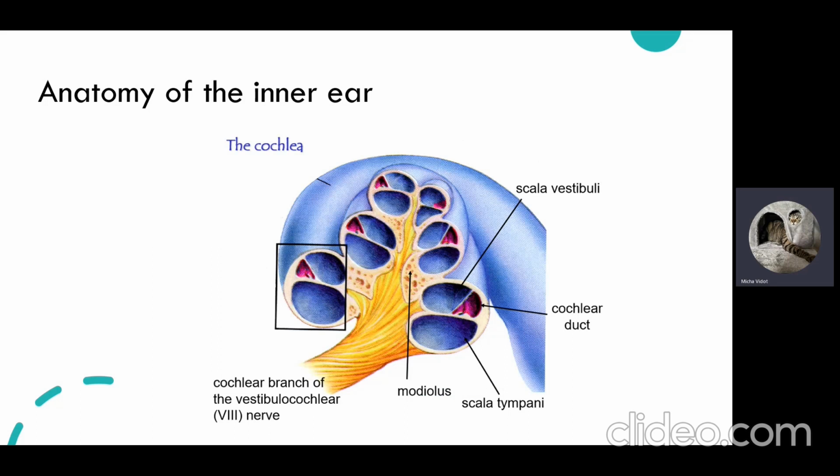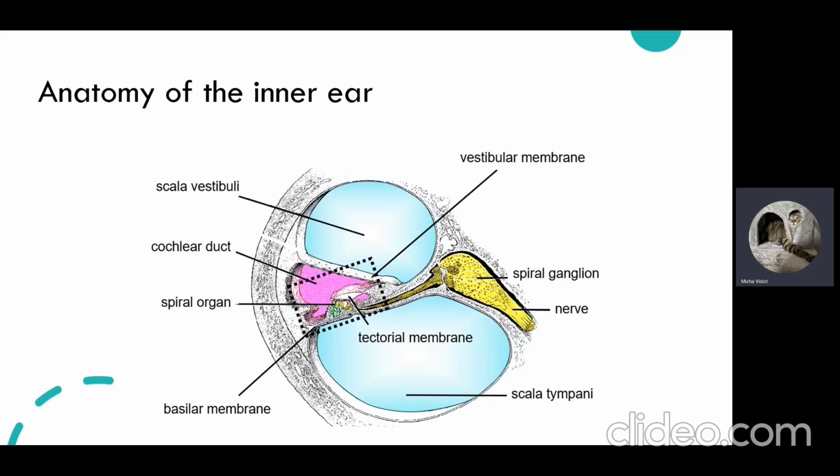And within the cochlea, there are 3 chambers. 2 chambers are filled with perilymph, which is separated by a bony shelf, which contains the nerve fibers. There is a basilar and vestibular membrane, which separate the internal chamber, the cochlear duct, which contains endolymph. And in the spiral organ, you find the auditory hair cells.